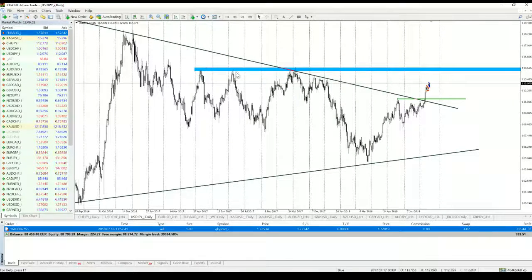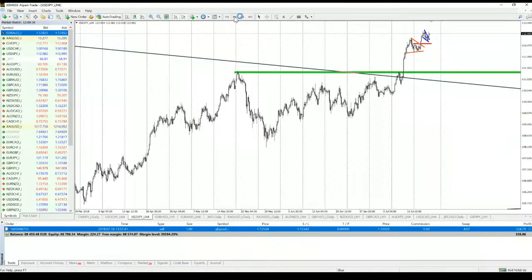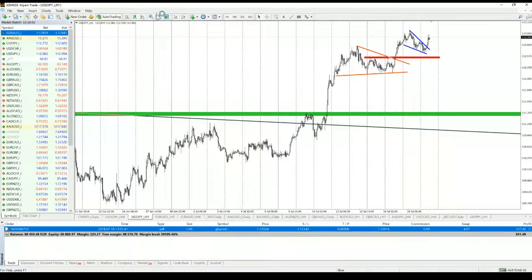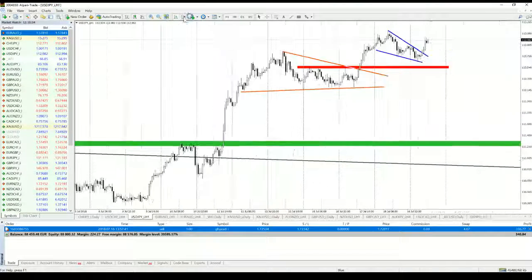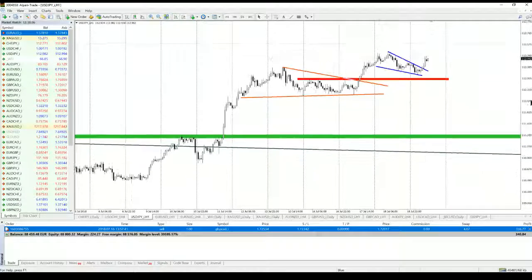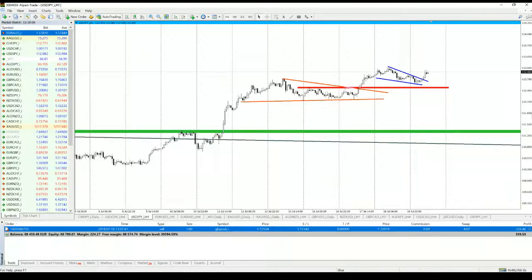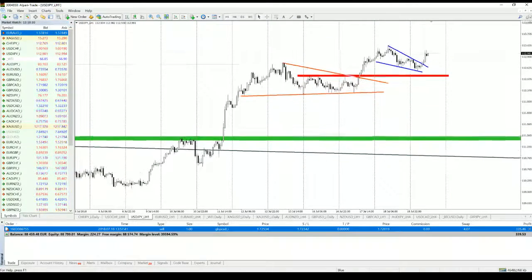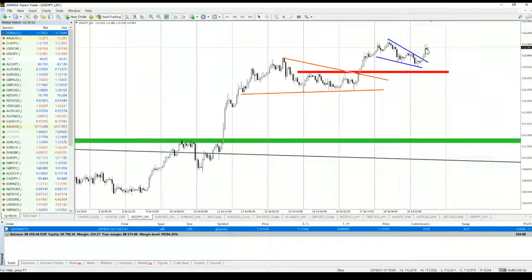Why is the resistance there? Because of this line. And the chances that we will get to this line are pretty high. You cannot be certain of anything on the market, but the chances that we'll get there are pretty, pretty high. And I think that would be a nice bet. But again, I could open here, but I'm a bit greedy, so I would prefer to open here.